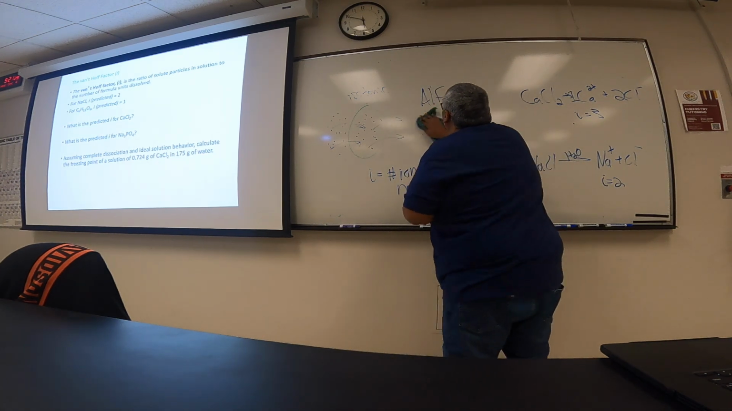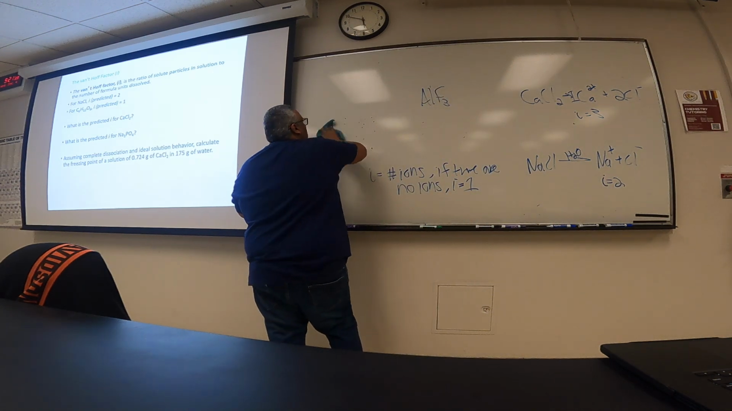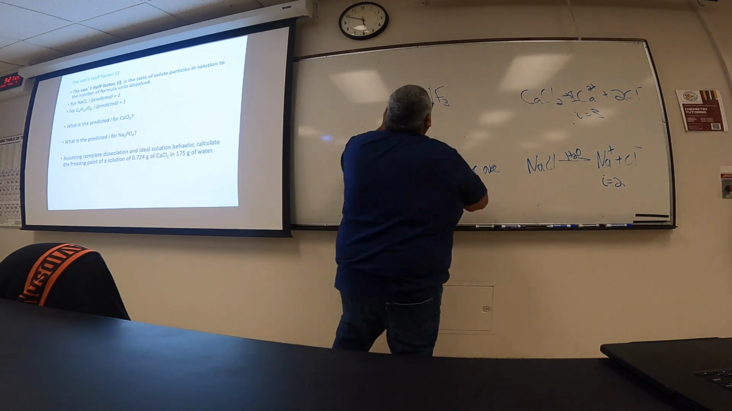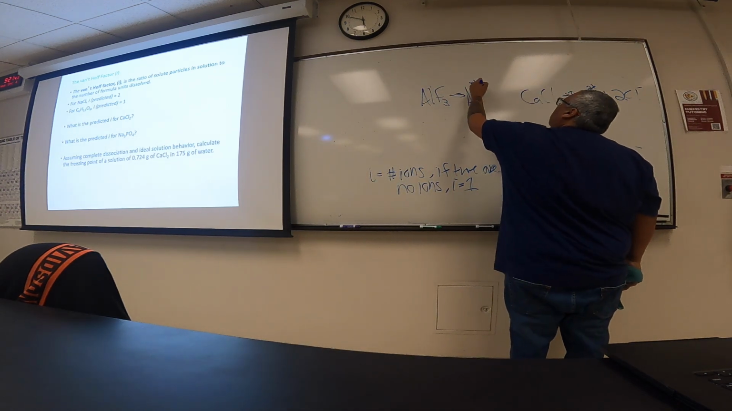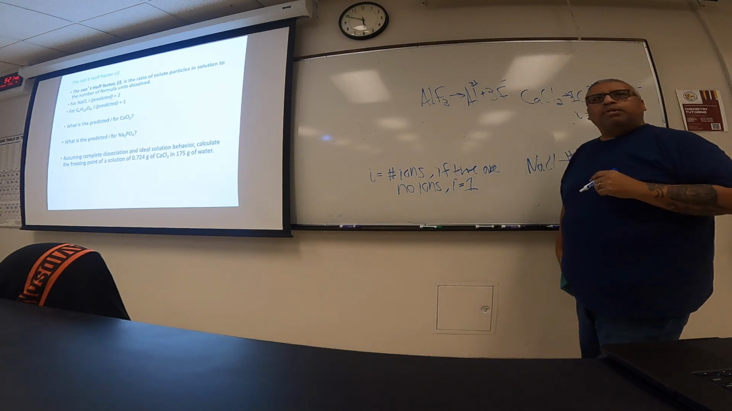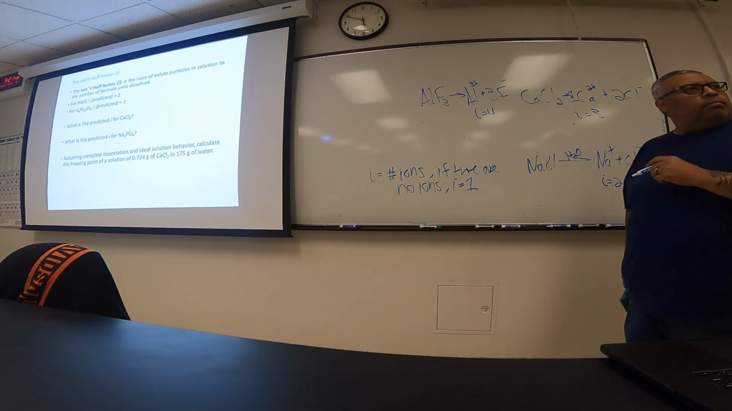What would i equal for aluminum fluoride? When we put this into water, what happens? We get aluminum 3 plus. So what was our i going to be? Yeah, i is equal to 4.